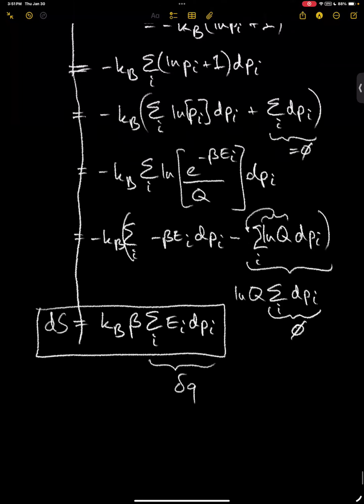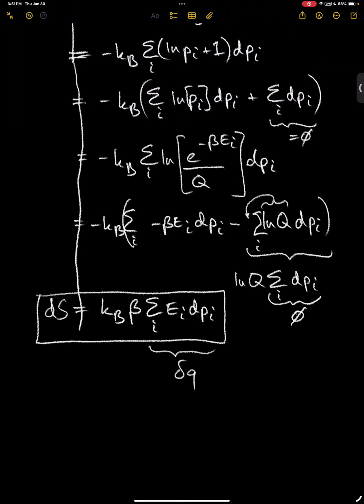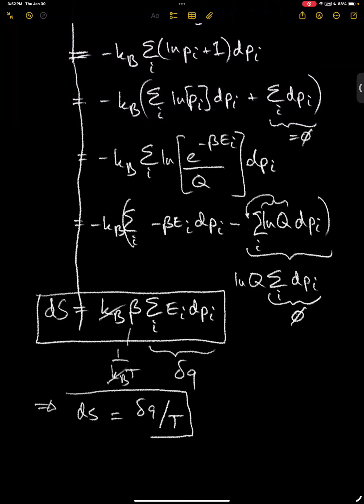This is our dq. Now again, what is beta? 1 over kB T. The constants cancel, and we find that dS must be dq over T, which is exactly the result you would expect from classical thermodynamics, if you remember.